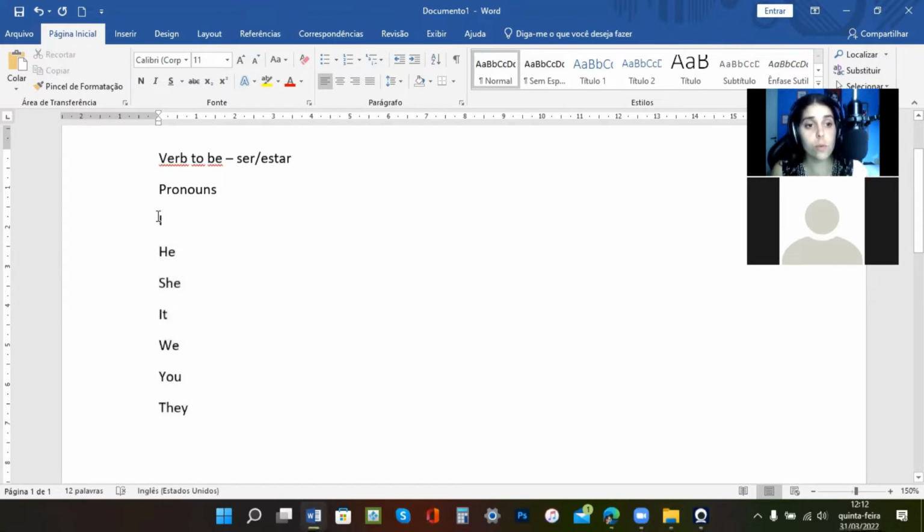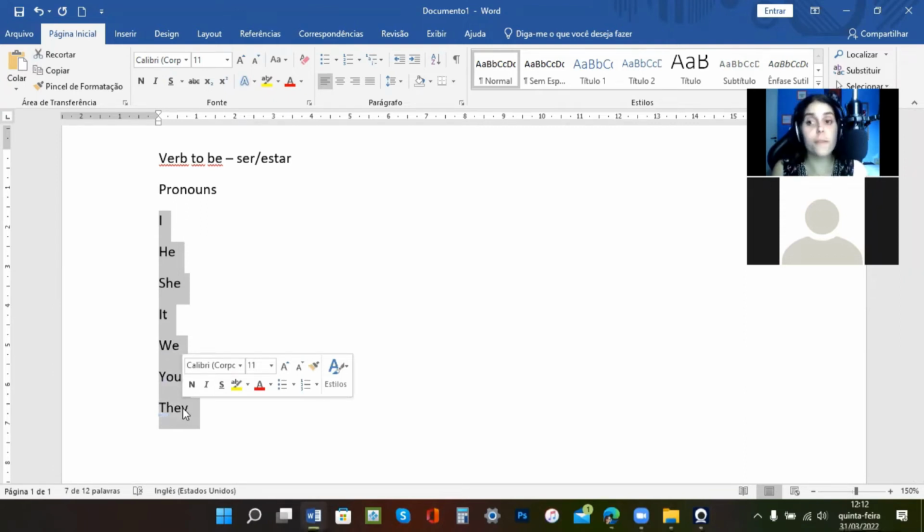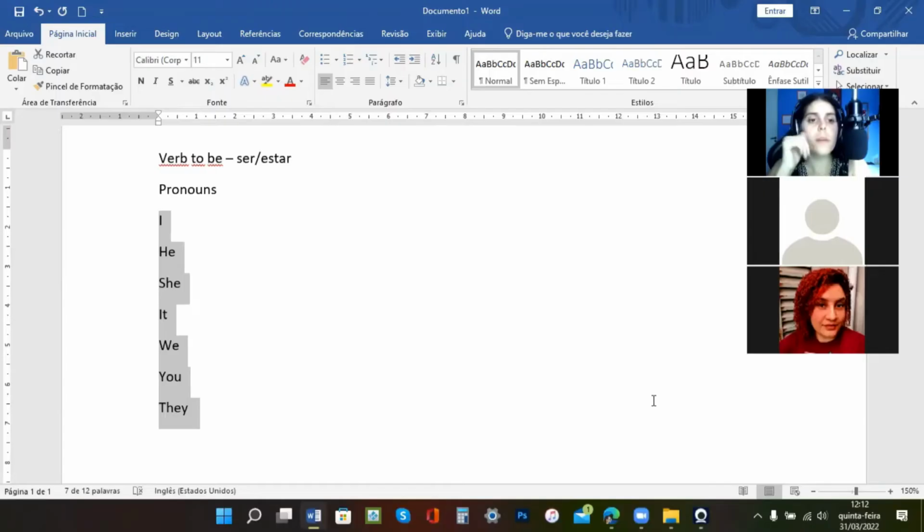Mas aqui nós temos os pronomes, nós não temos o verb. The verb is not here. Aqui eu tenho só os pronouns, mas a gente precisa dos pronouns para entender melhor o verb, right? Então, como eu disse, eu, he, ele, she, ela, ele ou ela, mas não para pessoas. We, nós. You, você ou vocês. They, eles ou elas. Aqui nós temos os pronomes.